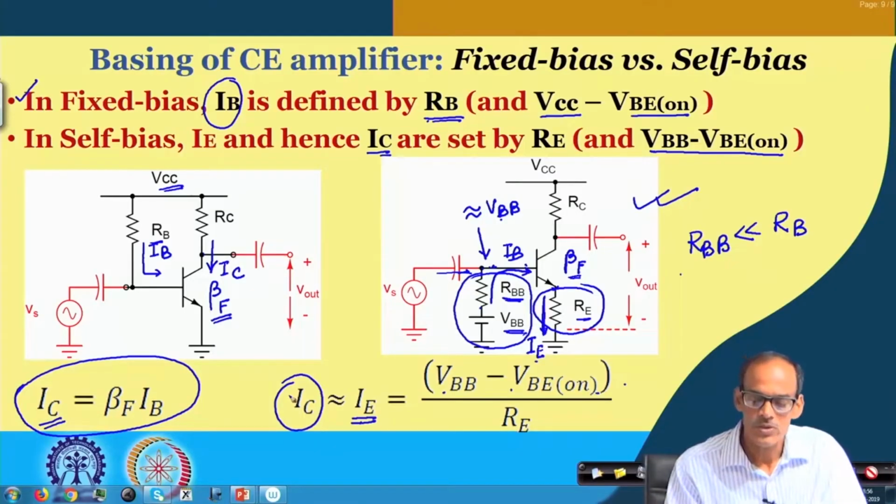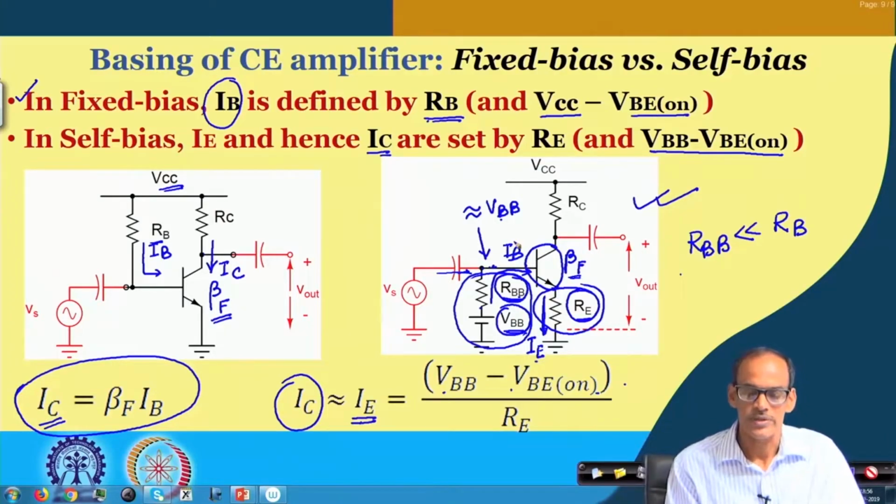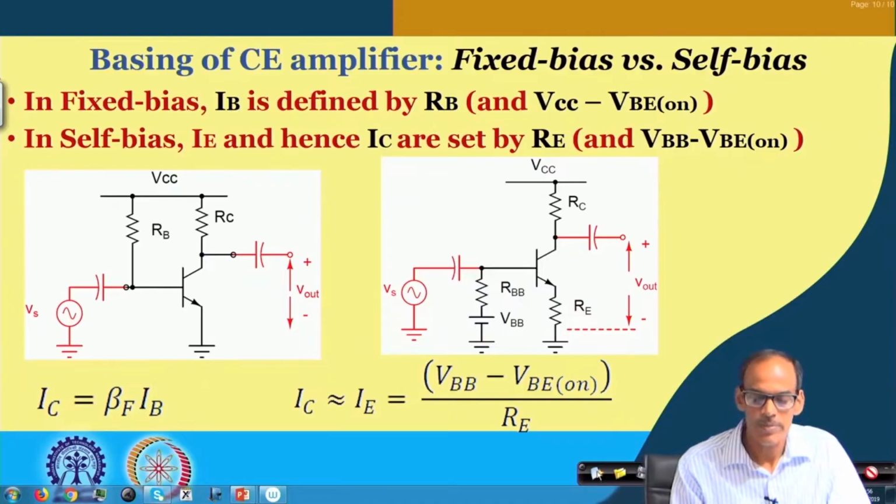In other words, based on our requirement, if we fix the value of RE and then VBB, assuming that RBB is very small, then the collector current is almost decided. As a result, the DC operating point of the transistor is almost fixed. So, that is the main advantage here. Let us see what may be the analysis of this circuit to compare these two circuits' performance.